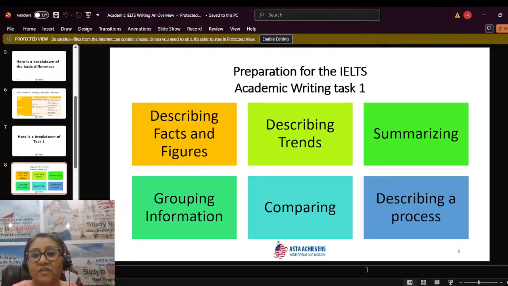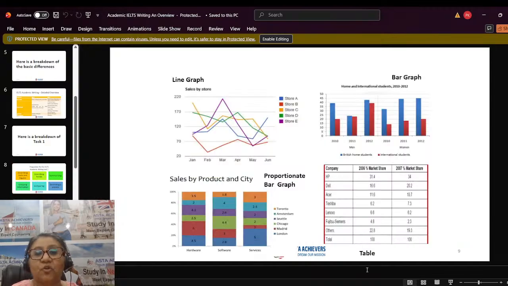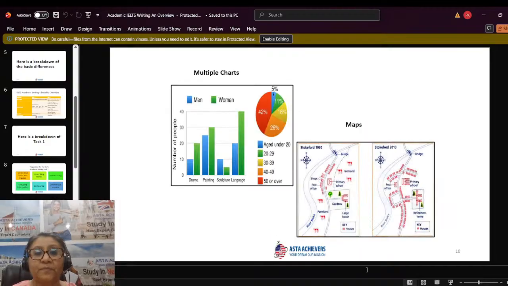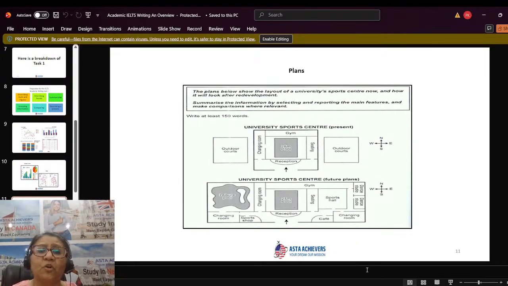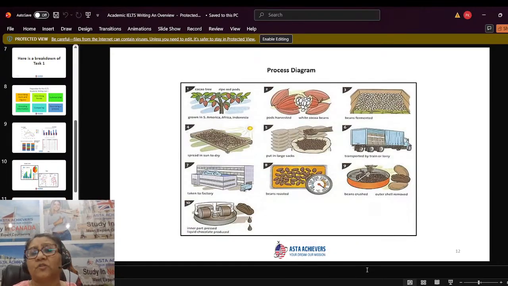Moving on to the various question types. So you have a line graph, you have a bar graph. Sometimes it is also seen that IELTS also gives a proportionate bar graph. Then we have a table, multiple charts. Now when I talk of multiple charts, it could be a combination of pie, line, table or bar. Apart from that, you can also get a map question followed by floor plans and a process diagram.